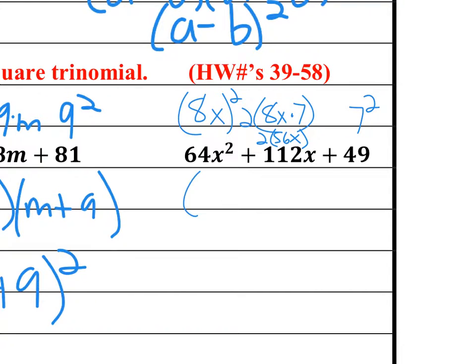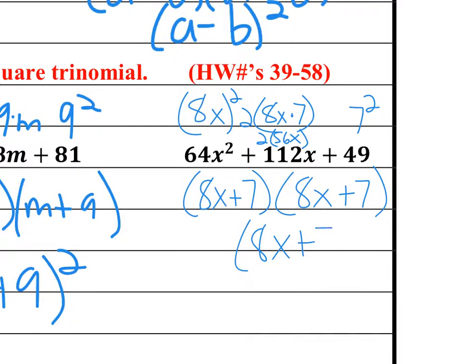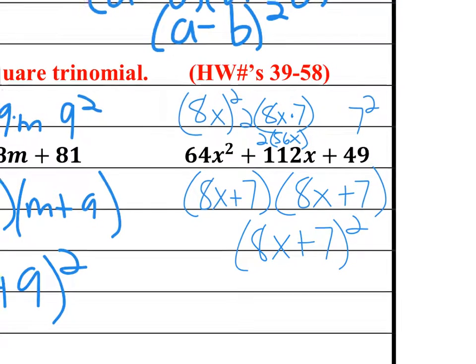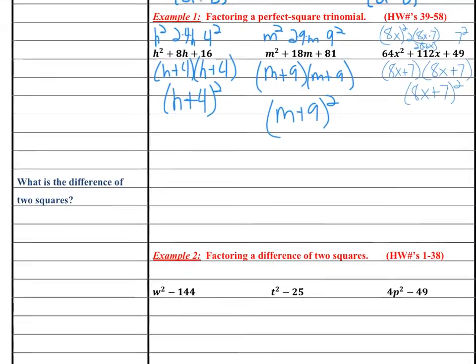So my parentheses this time should say 8x plus 7, 8x for the front part, 7 for the back part, and it happens 2 times. And so we should write 8x plus 7 squared, and we can double distribute that out if we want to double check that we have done it correctly. So that is the first pattern.